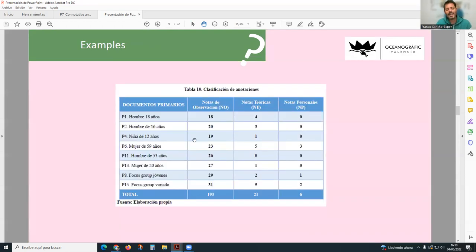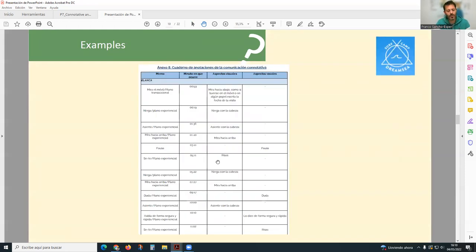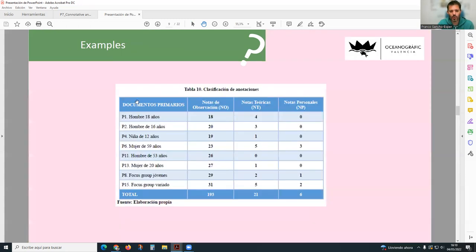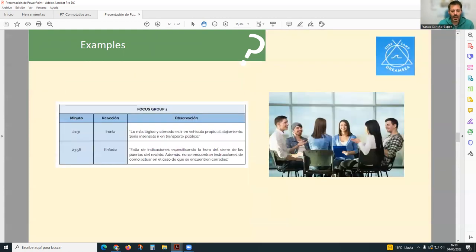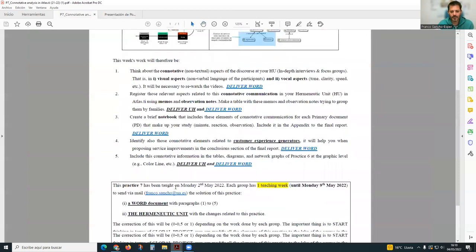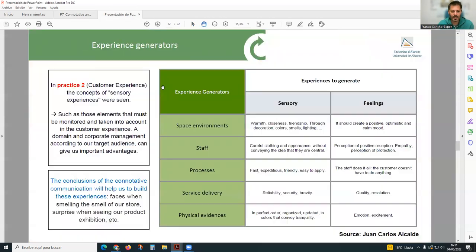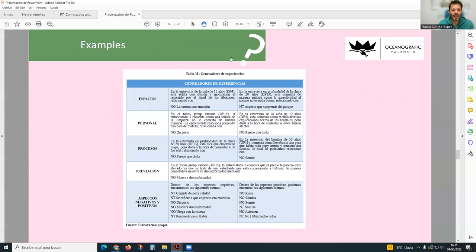And at the end, when you have done this for each of the different primary documents, you need to create a table like this, summarizing. Remember, to do this, you need to create, first of all, a table of memos with two families, for example, like this, visual and vocal, and different examples. And finally, identify also some connotative elements related to customer experience generator. What is this? This table. You need to create a table like this.